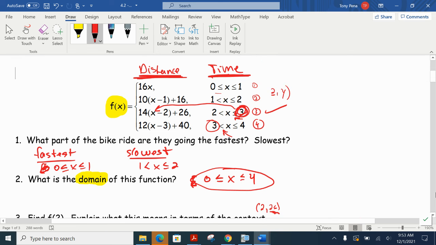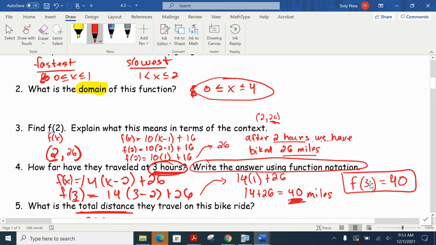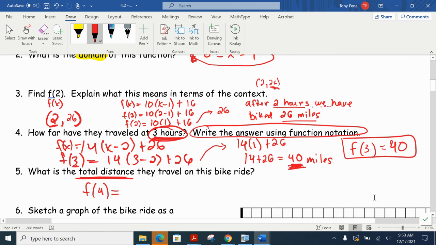So what this question is saying, without being quite as direct, is it's really just asking you to find f of 4, because that's how long we rode our bike for. So if we look at all these intervals, the only one where 4 is included is the bottom one right here. So we said he's just going to take 4. You're now plugging it into that part of the function. All right, the 12x minus 3 plus 40.